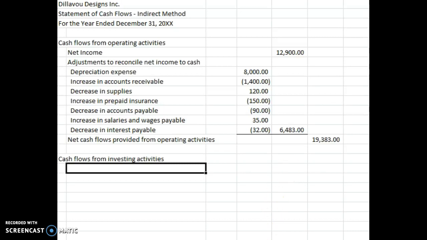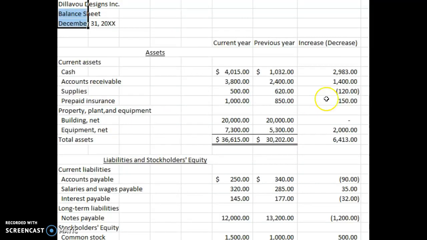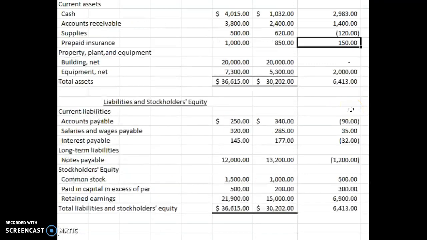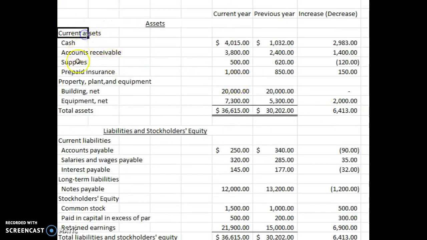So let's go back to our comparative balance sheet. Now we've already analyzed all these accounts, but let's go down. All right, long-term, so here are all of our current assets. So property, plant, and equipment is a long-term asset. If we had any investments, then they would be in their own section as well. So we've already talked about both building and equipment.